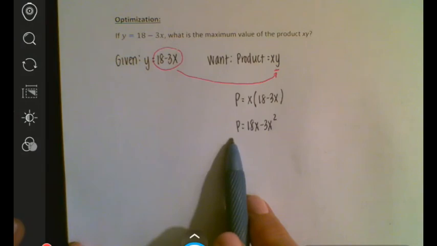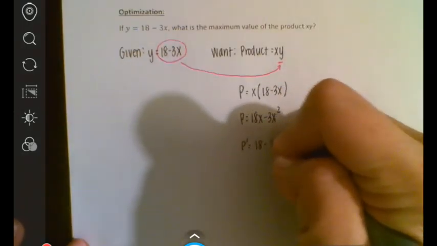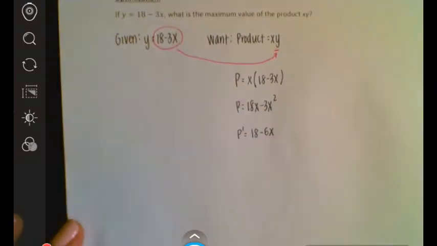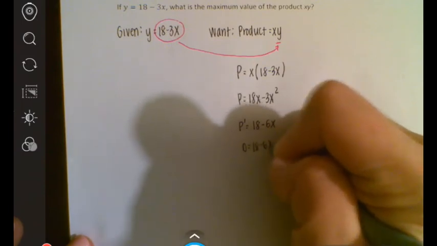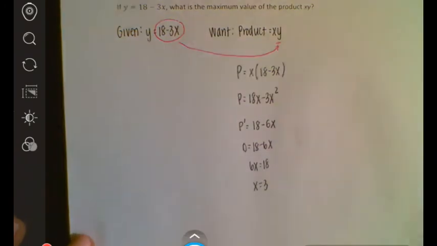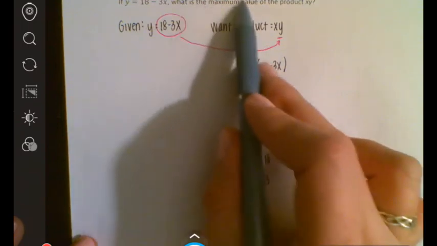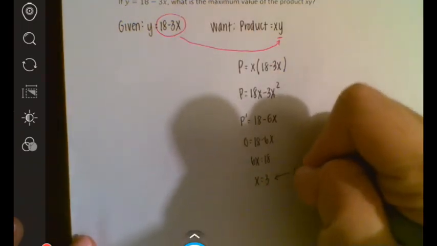Once I simplify and get this all cleaned up, that's where I want to take the derivative. So I'm looking for P prime here. P prime is 18 minus 6x. I want to set this equal to 0 to find my critical numbers. So 0 equals 18 minus 6x. That tells me 6x equals 18, which tells me x equals 3. And remember that whenever we get a value for a variable, we want to double check to make sure it is a maximum. So that's where I want to use the second derivative test.